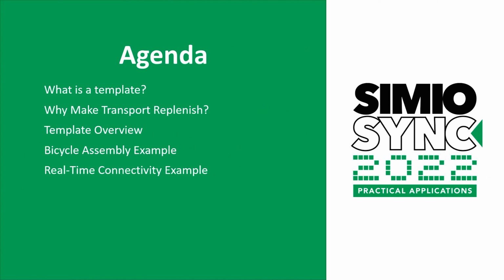As an agenda, first I'm going to explain what is a template, and then explain in more detail the Make, Transport, Replenish template, give an overview of that template, and then provide two examples: a bicycle assembly example, as well as a real-time connectivity example.